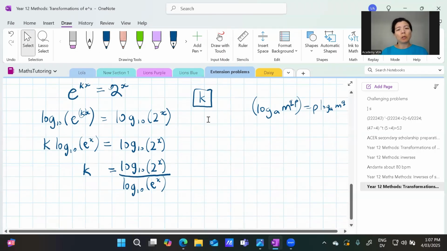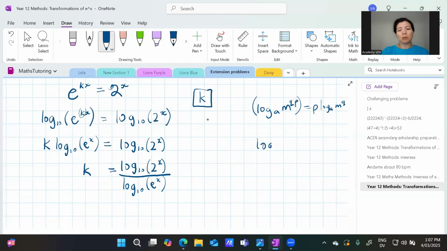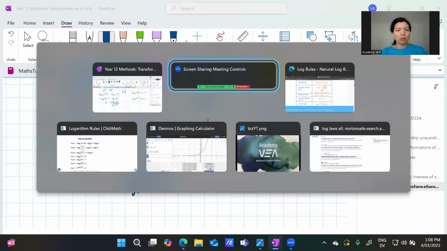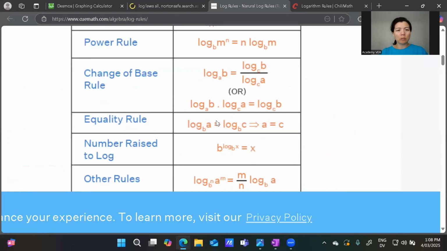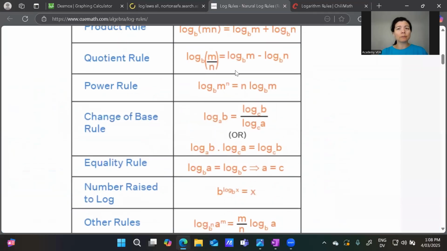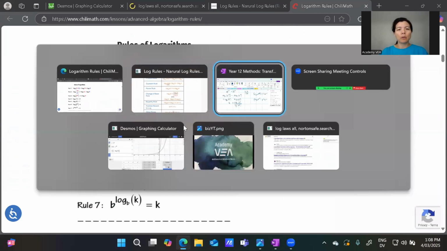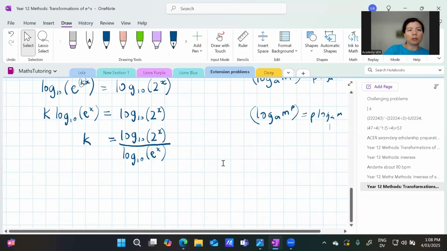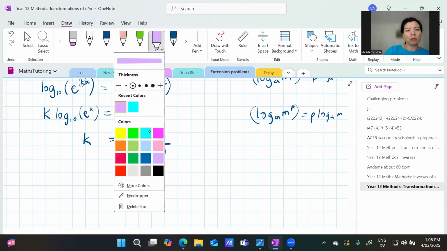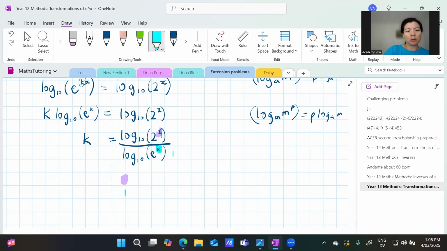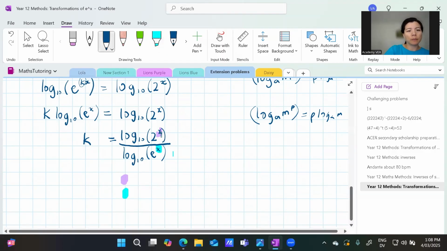So again, I'm applying this rule here, which is the power rule again. On this list, it is rule number 3. So I can then bring my x's down. This x comes to the front of the numerator, and this x comes to the front of the denominator.